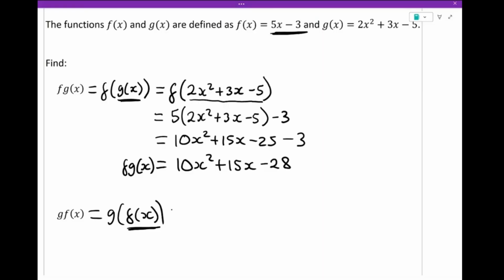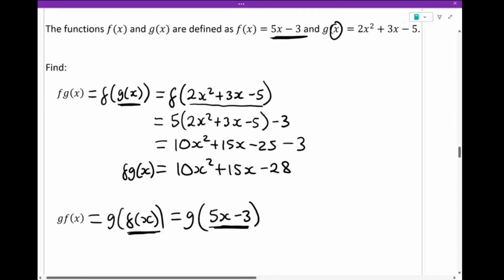So I'm going to write equals g, open bracket, and then I'm going to write in the 5x subtract 3. So what I have to do to find this composite function, I need to substitute 5x subtract 3 in any x's in g of x. So what I'm going to do is go to g of x, and I'm going to put brackets around any of the x's. So I'm going to put a bracket there like that, and a bracket there like that. Okay, and I'm going to replace all the x's in those brackets with the 5x subtract 3.